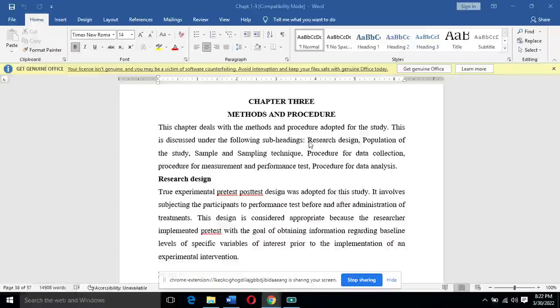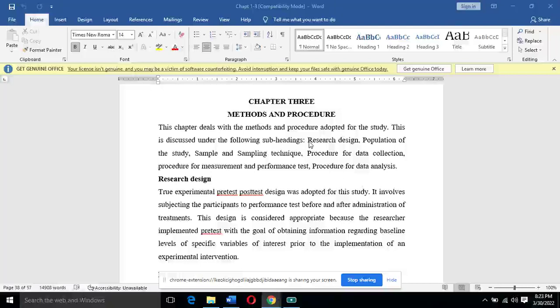In this chapter, you must tell us the kind of research design you want to use. Research design simply means the method that you want to adopt, or the technique that you want to adopt in your study.